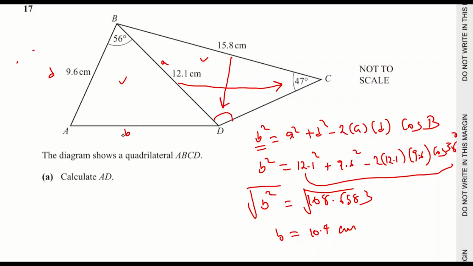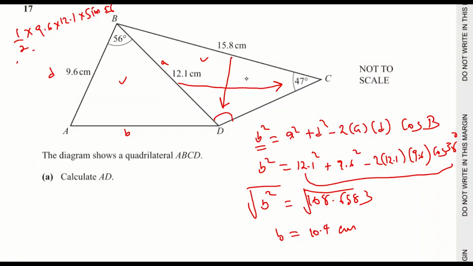So this is the unknown side and this is the corresponding angle. So it will be half times the product of the known sides, which is 9.6 times 12.1, then multiply by the sine of the angle of the unknown side. The unknown side is this and the angle is 56. Okay, so that's what we're going to do to get the area of this triangle. I'm still going to scroll down a little bit.